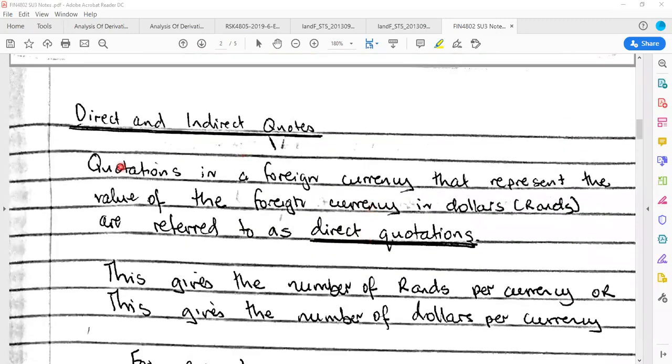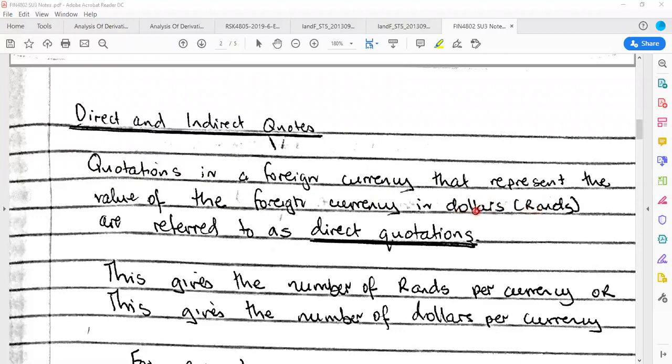And then you also need to know about what we call direct and indirect quotes when it comes to foreign currency. So a bank or any other financial institution that is involved in exchanging one currency for another will quote the price at which they can buy a currency and the price at which they can sell a currency. Okay, so these are quotations in a foreign currency that represent the value of the foreign currency in dollars or rands.